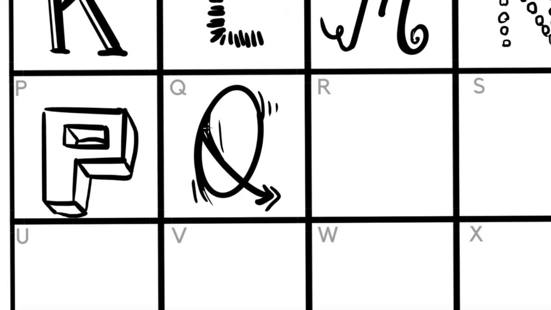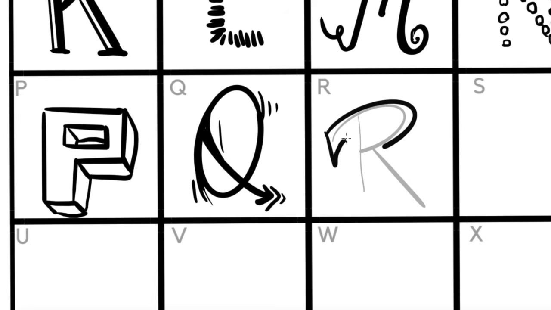For the R, we're going to do another bubbled letter with angular edges. Again, if it helps you, you can draw a light R underneath very lightly and then outline around it. For this one, we're going to add some dots around the bubble letter to change it up a little bit.